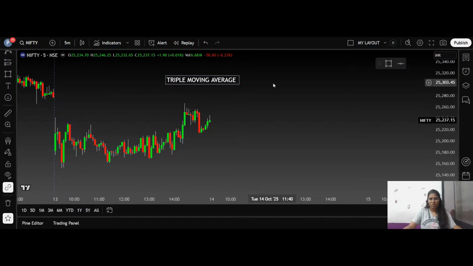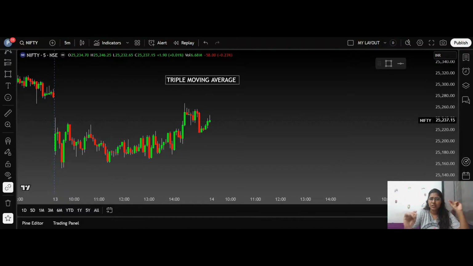Okay, so we have seen what is simple moving average. Now we are going to see what is triple moving average. In short, triple moving average is a trading technique where moving averages of different periods are used together to better identify the trends, reduce false signals, and give more reliable buy and sell points. It's basically an extension of SMA and EMA.